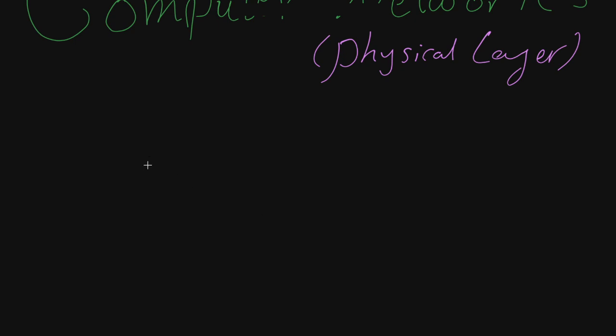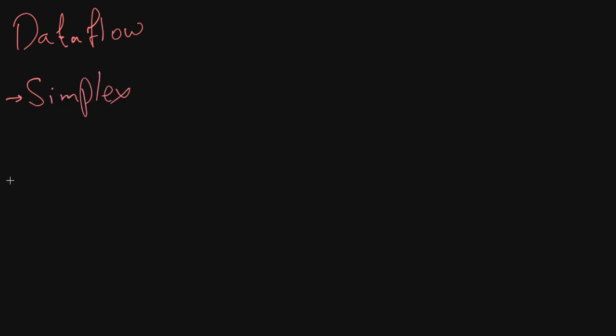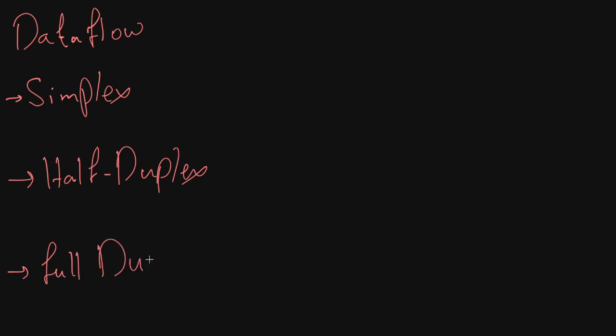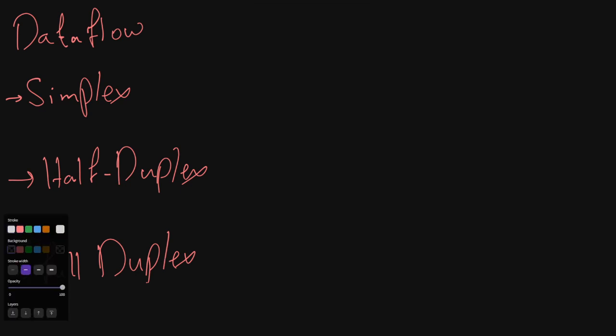First of all, we're going to talk about something called the data flow. Data flow happens through one of three methods. The first one is called simplex, and there is the half duplex, and there is the full duplex. Each one of these happens through a certain method. So the first one is the simplex.